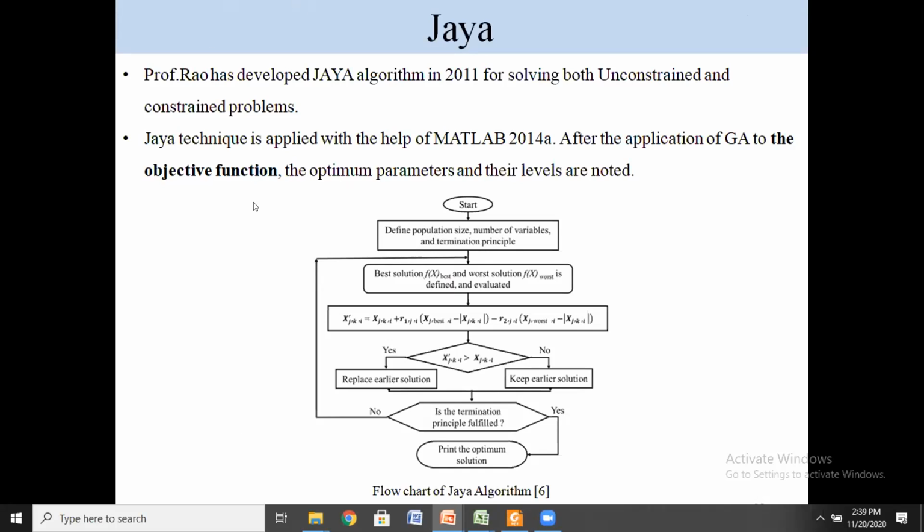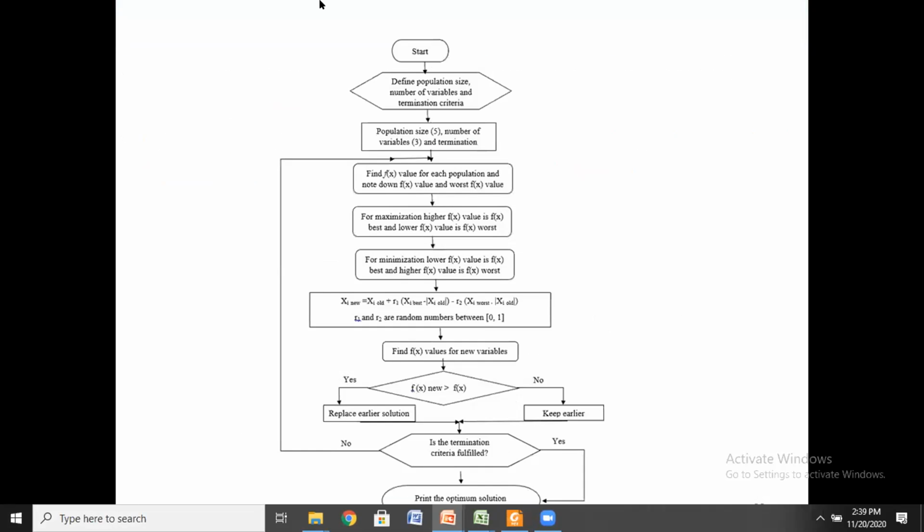So let us see the chart, which is clear in the next slide. First, in the Jaya algorithm, you define the population size. The population size is the number of experiments you are going to conduct, along with the number of variables and the termination criteria, right? Population size, number of variables, and the termination criteria.